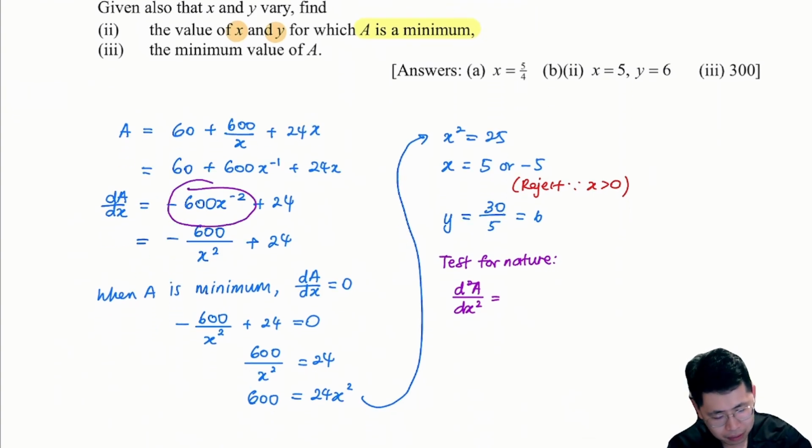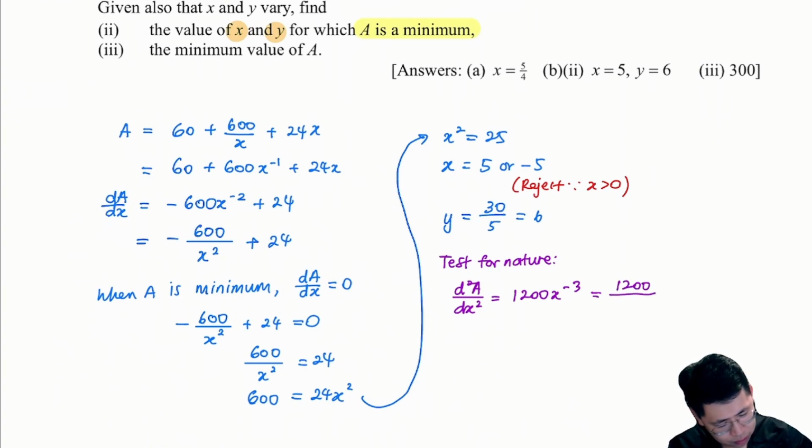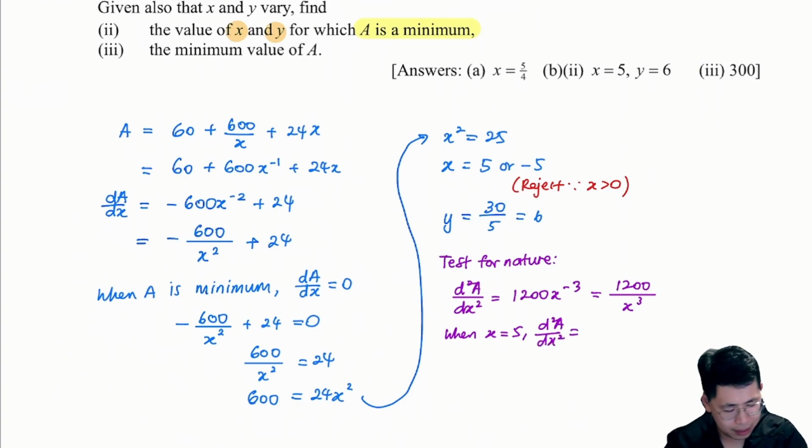Now over here, bring power down, power minus 1. So this would be 1200 x power negative 3. Differentiating the constant will give me 0. So writing this out over here, 1200 over x cubed. So when x is equals to 5, the value of the second derivative, subbing in this one over here, will give me a value of 48 over 5. And this is a positive number.